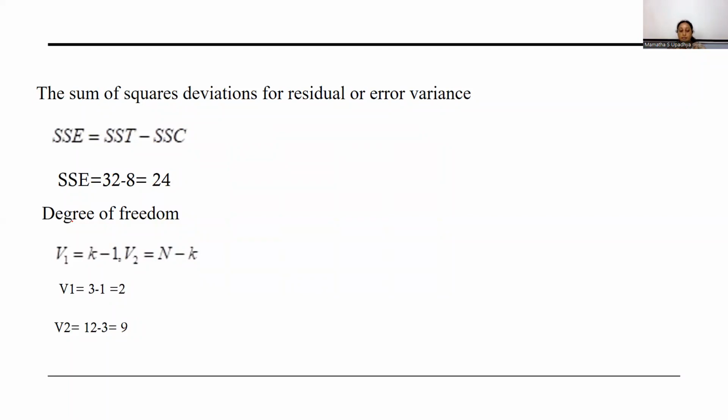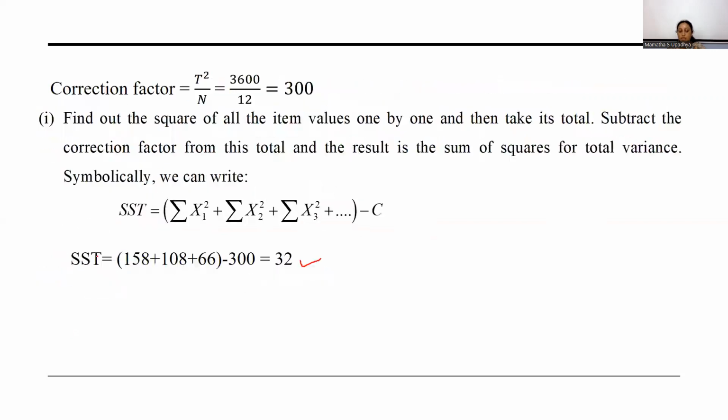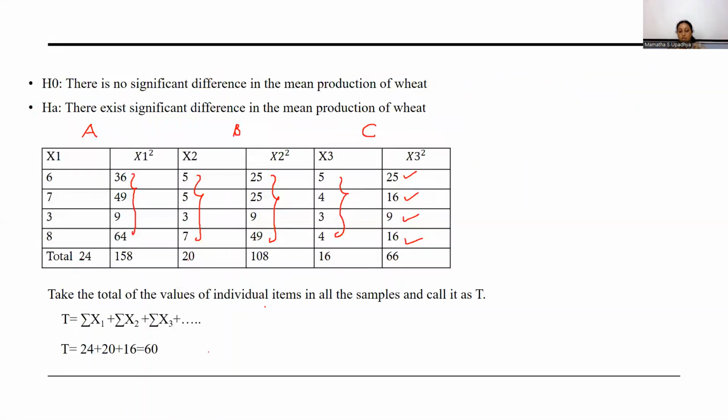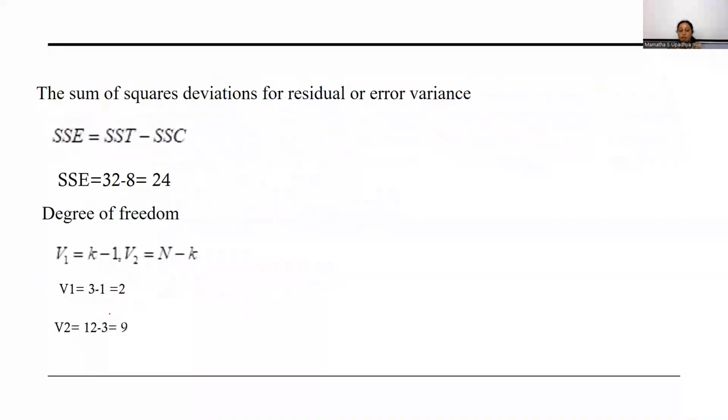So after that find the degrees of freedom. So degrees of freedom is given by the formula V1 is equal to K minus 1 and V2 is equal to N minus K. So what is K here? K is the number of groups. So how many groups are there? We have got 3 groups, right? So variety A, variety B, variety C. So therefore, our K value will be equal to 3. So therefore, 3 minus 1, we have V1 is equal to 2.